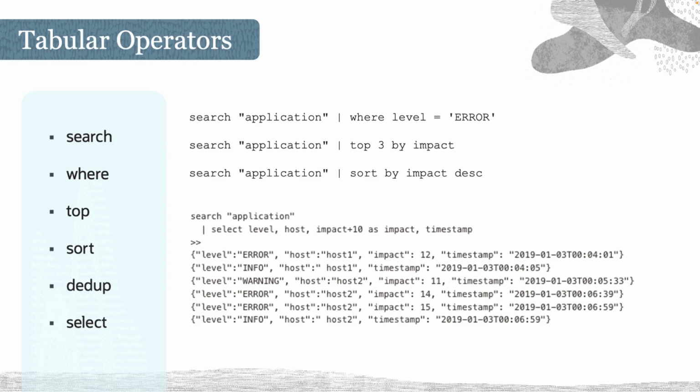Dedupe is an operator used for processing the log stream by filtering all duplicates by specified columns. Select would apply a series of named scalar expressions to the log stream. And here are some more examples to help you understand this better. You can search the application object to filter by logs with the level equal to error. The pipe symbol is an expression used between these operators.